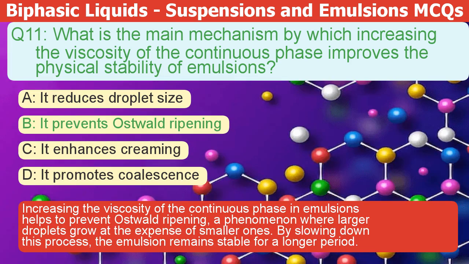The correct answer is B. Increasing the viscosity of the continuous phase in emulsions helps to prevent Ostwald ripening, a phenomenon where larger droplets grow at the expense of smaller ones. By slowing down this process, the emulsion remains stable for a longer period.